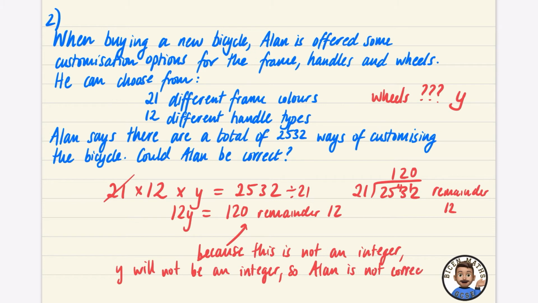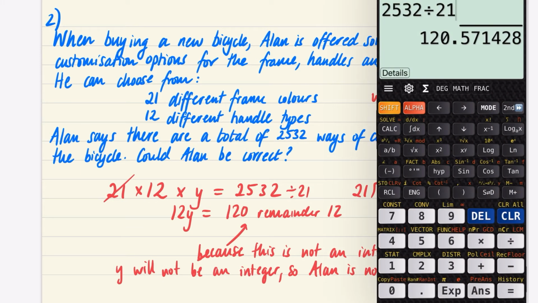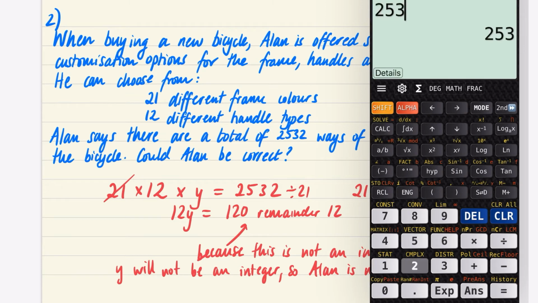The reason it has to be an integer is because we need to say that there is a whole number of ways that you can customize a wheel. It wouldn't make sense to say, if I actually find out what y is equal to, if I do 2,532 divided by 21 and then divide it by 12, it doesn't make sense to say that there are 10.047619 ways of customizing a wheel. So it has to be an integer.